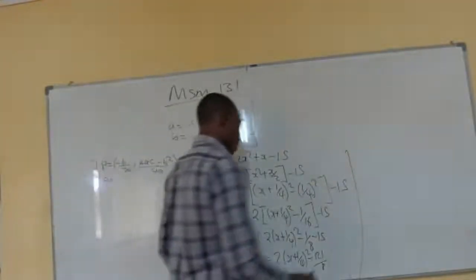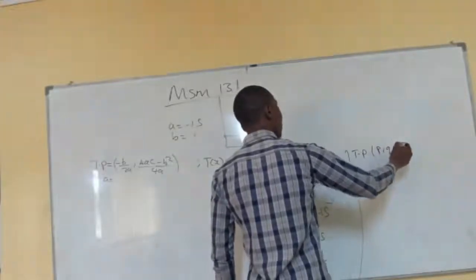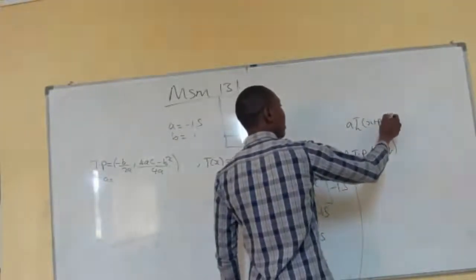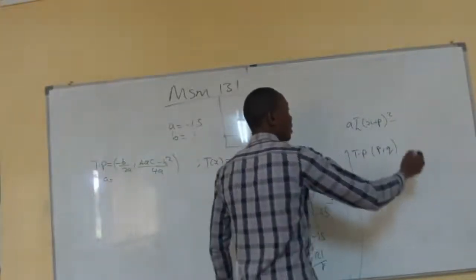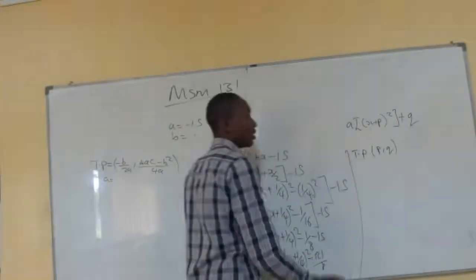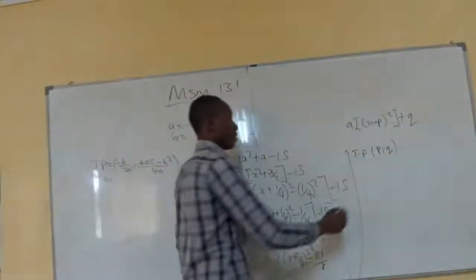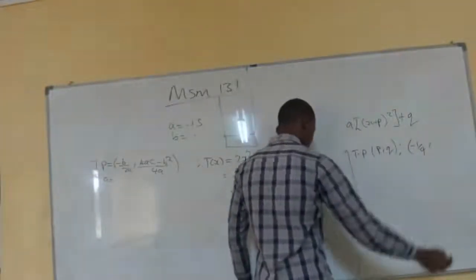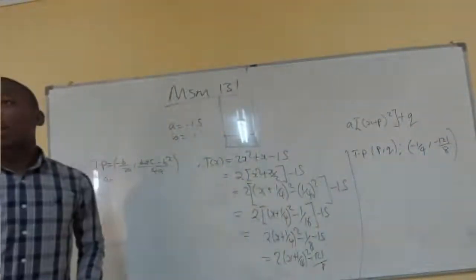From there, we can see that the turning point is given as P comma Q. If we write this in standard form, that is in the form a(x plus P) squared plus Q, the turning point is given as P comma Q. Therefore, here the turning point is actually negative 1 over 4, comma, negative 121 over 8. So this is my turning point.